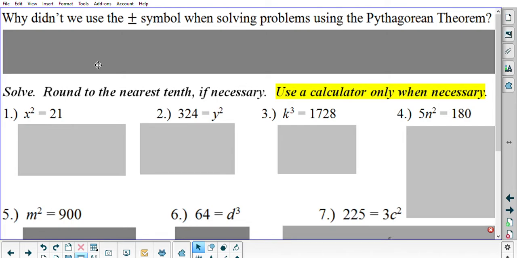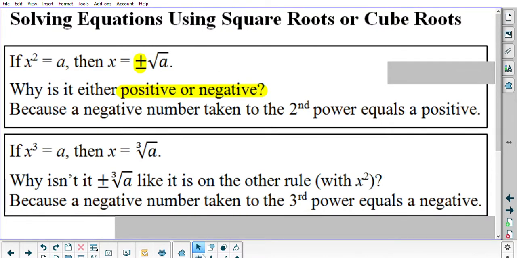Real quick, before we get to problems 1 through 8, little follow-up question. Why didn't we use the positive or negative symbol when we were solving problems using the Pythagorean theorem? Do you remember Pythagorean theorem? Pythagorean theorem is when we had a squared plus b squared equals c squared. On those problems, we would get things like x squared equals some type of answer at the end, and we would have to square root it. But when we did that, we never used the positive or negative symbol.